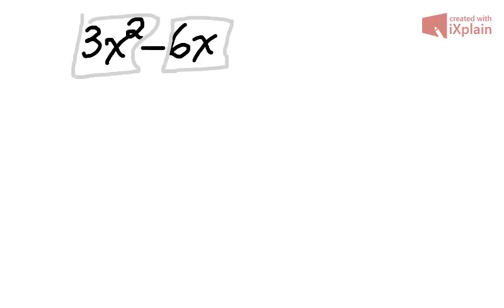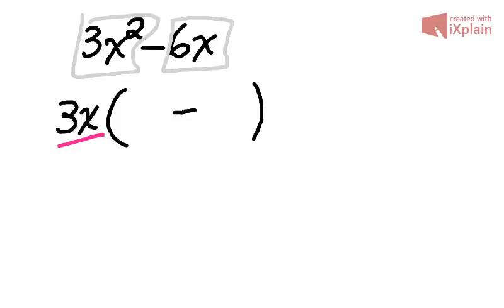What number divides both 6 and 3 evenly? That will have to be 3. So we'll keep the 3 at the front here. Now let's look at the letters. X squared and x. What letter divides both evenly? That will be x. So this 3x is our common factor for that expression.